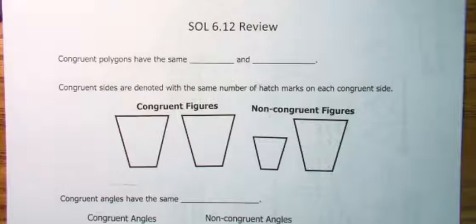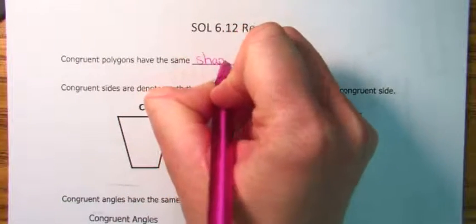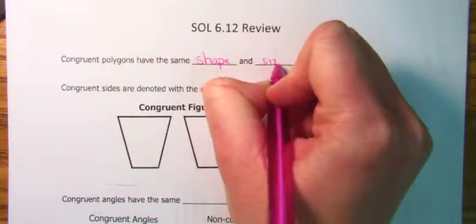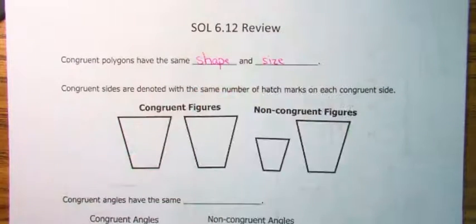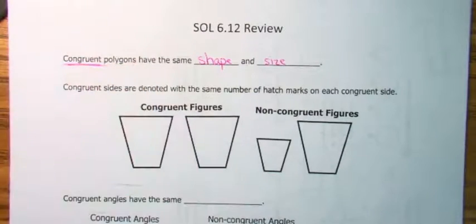This review lesson is on SOL 6.12, and that dealt with our congruent figures. Now, congruent polygons, remember, have the same shape and same size. And that is literally the definition of congruent. Congruent means the same shape and the same size.